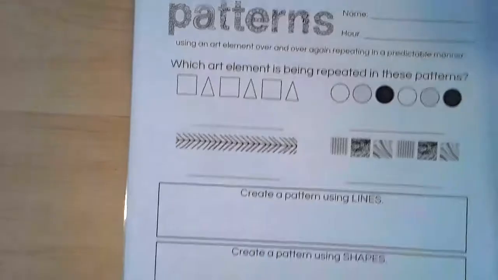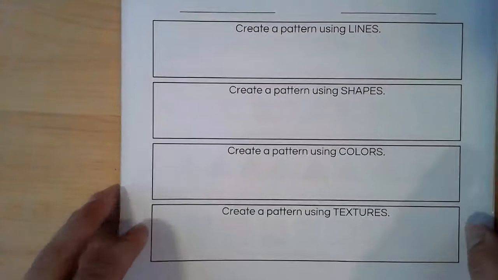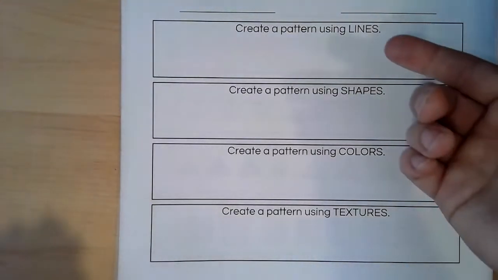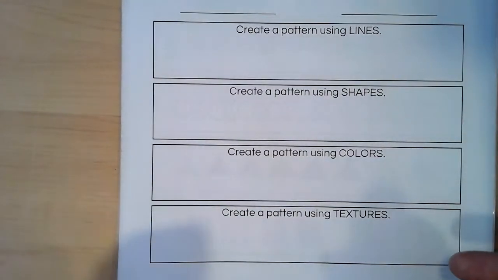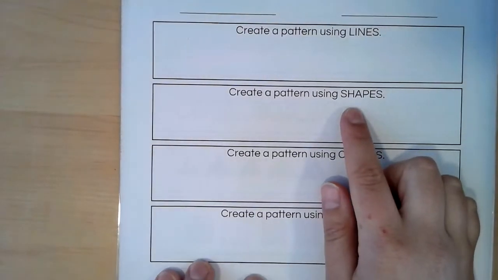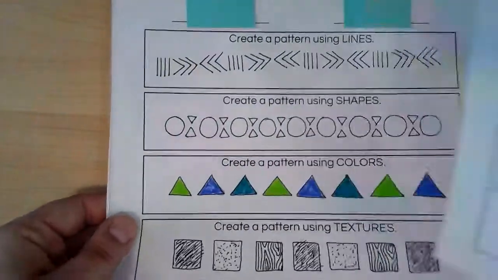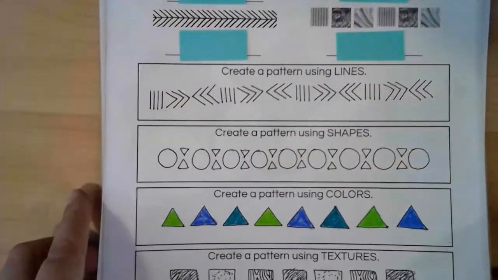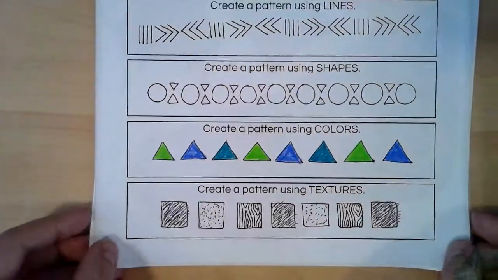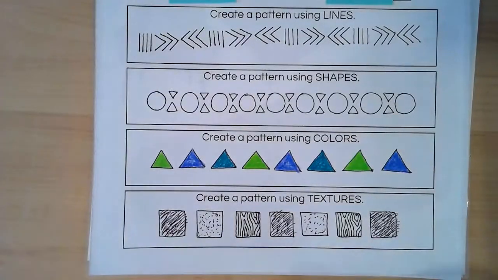Then when you get down to the bottom, it is your opportunity to create your own pattern. So creating a pattern using line. You can create whatever you want as long as you're using lines to do it. And then once again, using shapes, using colors, using textures. So I have an example for you. Keep in mind that if you copy an example, it doesn't count. Create your own unique examples.